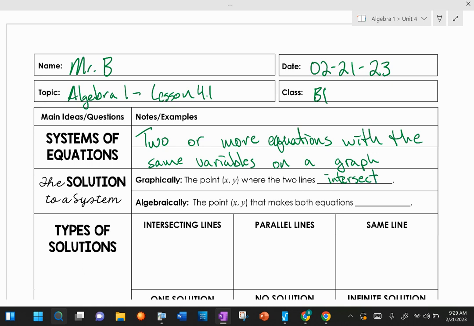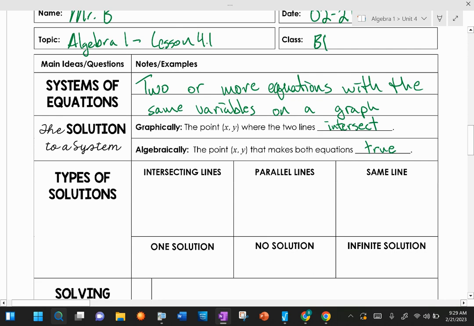Algebraically speaking, this point would make both equations true. Why are we calling this true? What do we mean? If we plug in our x and we plug in our y to an equation, how would that sentence come out to be true?